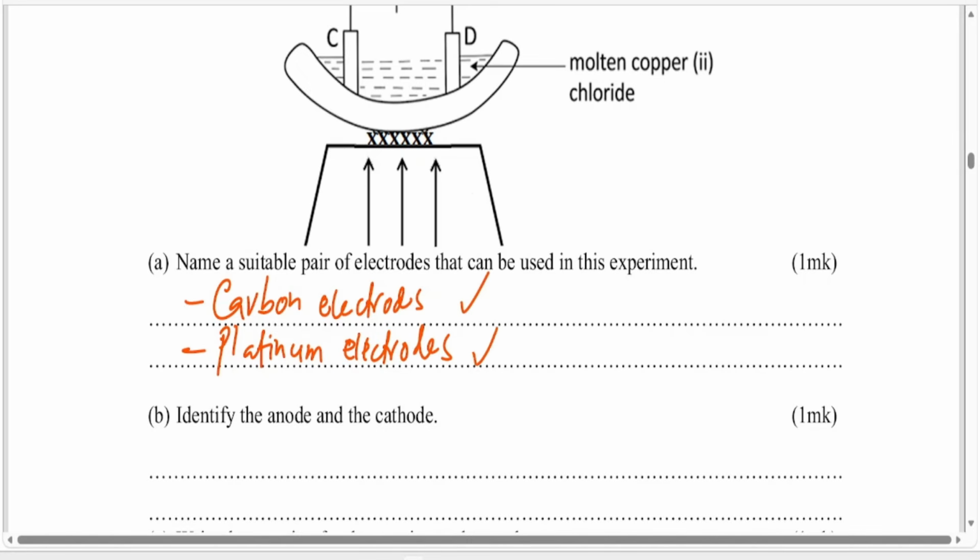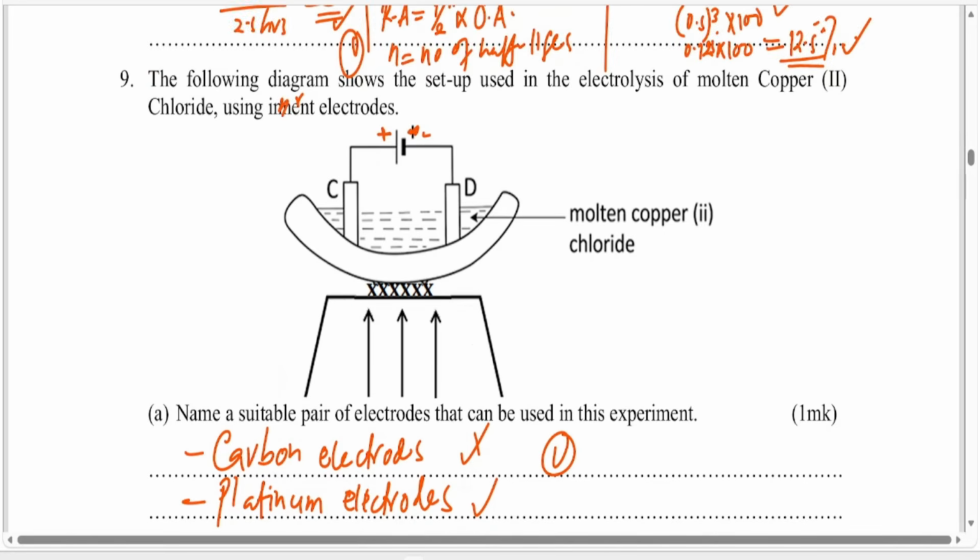So it's supposed to be a suitable pair. It is 1 mark when you name carbon electrode or platinum electrodes. Only one was to give you 1 mark.